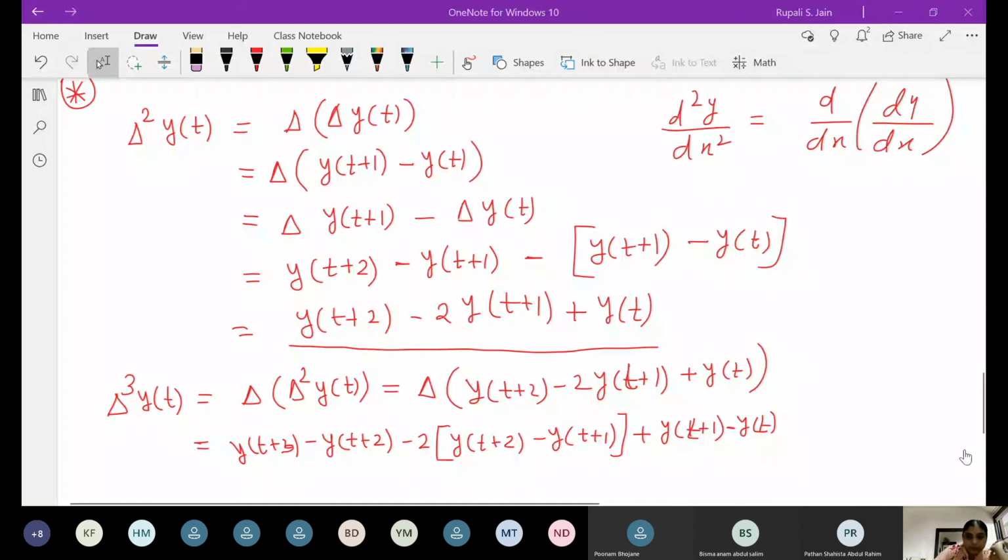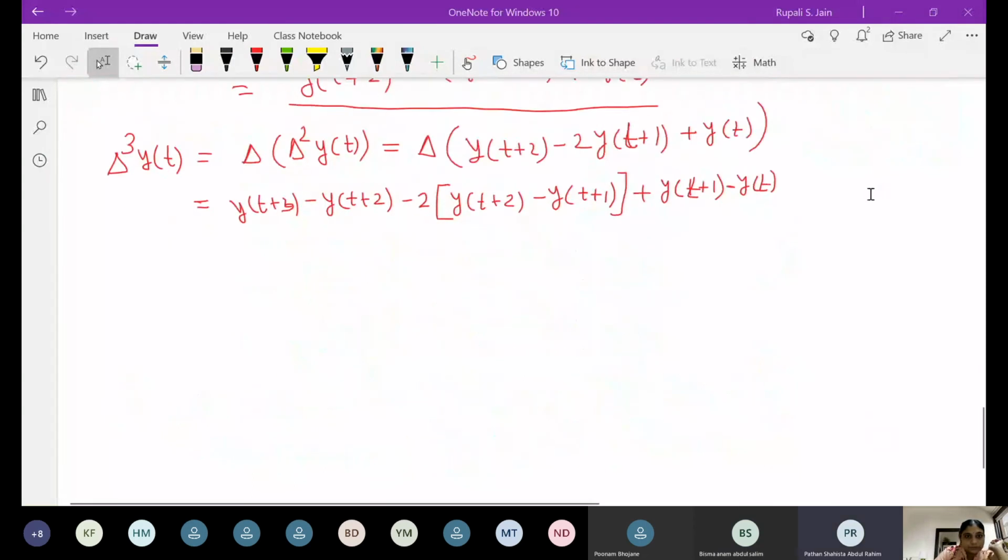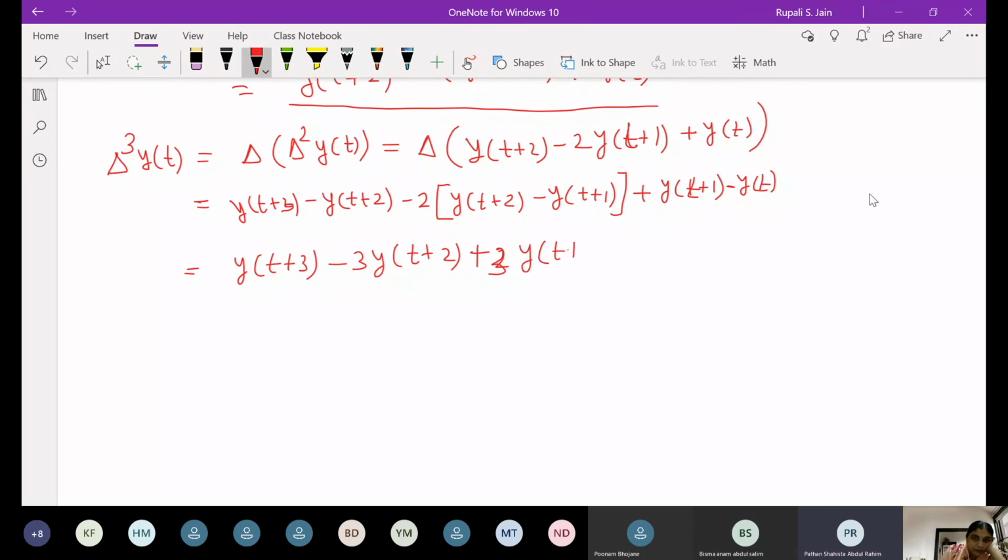Yeah. So now if I simplify, y at t plus 3 minus 3 times y at t plus 2, minus minus will become plus, 3 times y at t plus 1, and minus y at t. Okay.